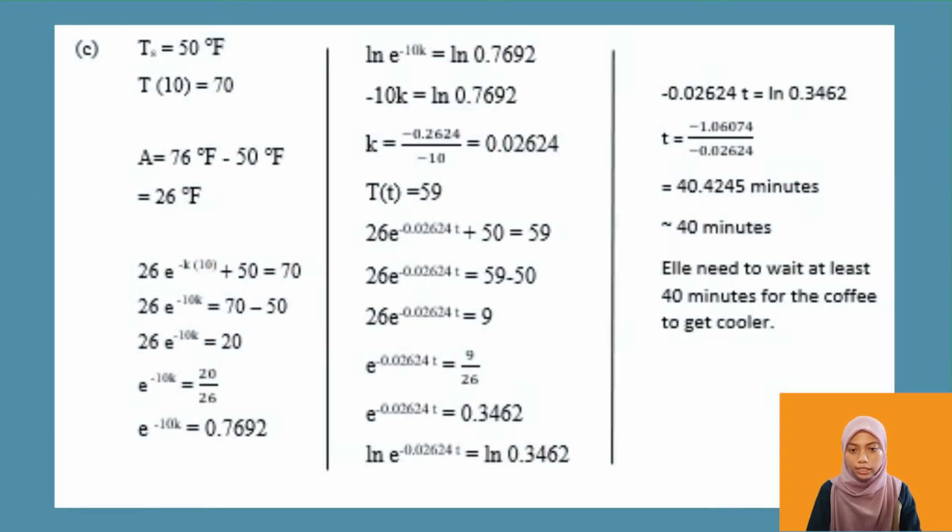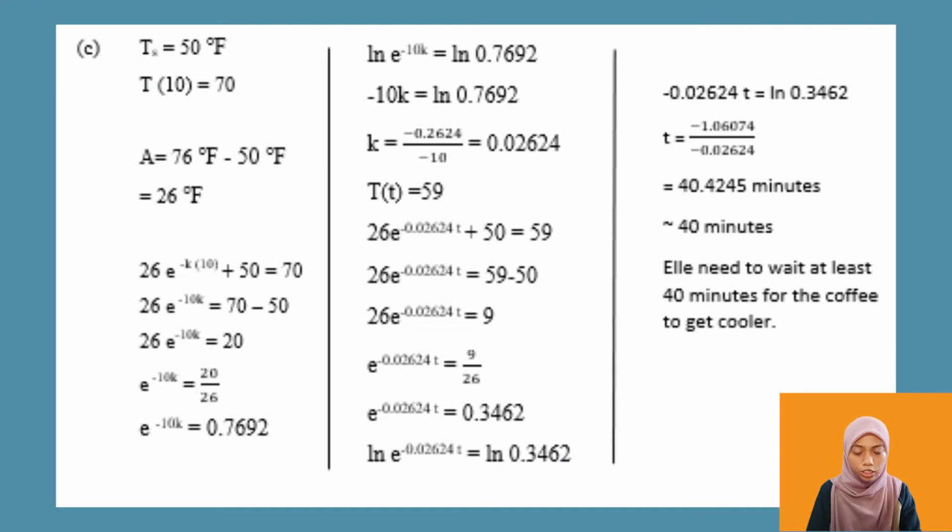For question C, the temperature of the surrounding has been changed. The new temperature of the surrounding is 50 degrees Fahrenheit. The first step is to find the new value of A. The new value of A equals 76 minus 50, the new temperature of the surrounding, and then we get 26 degrees Fahrenheit.